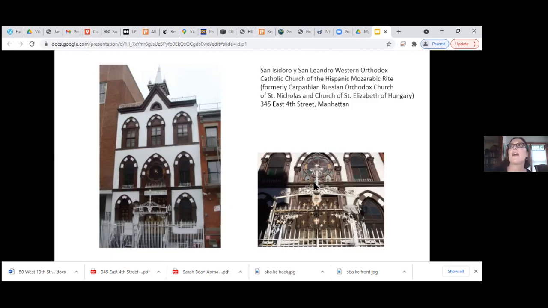After 1975, the church housed San Isidoro y San Leandro, Western Orthodox Catholic Church of the Hispanic Mozarabic Rite, a highly unusual Western Orthodox Catholic church, seemingly one of the very few in America and one of the very few, perhaps only, to practice the Mozarabic Rite. We also submitted to the State Historic Preservation Office a request for a determination of eligibility for listing on the state and national register of historic places, and that was approved.